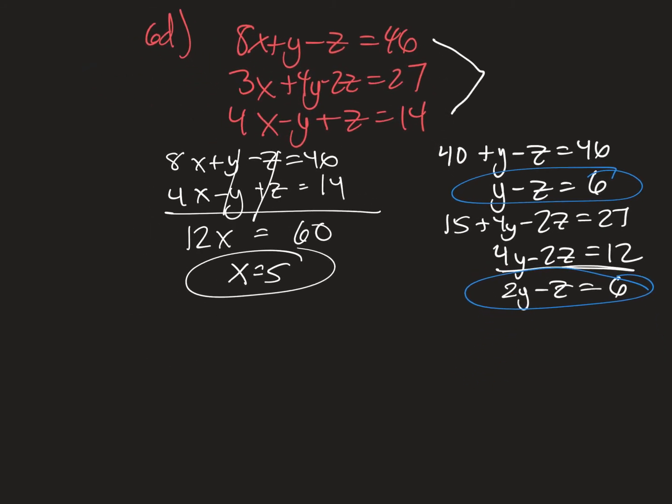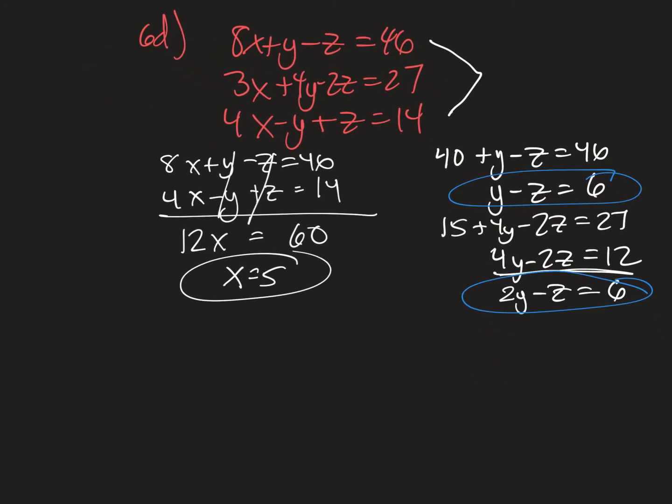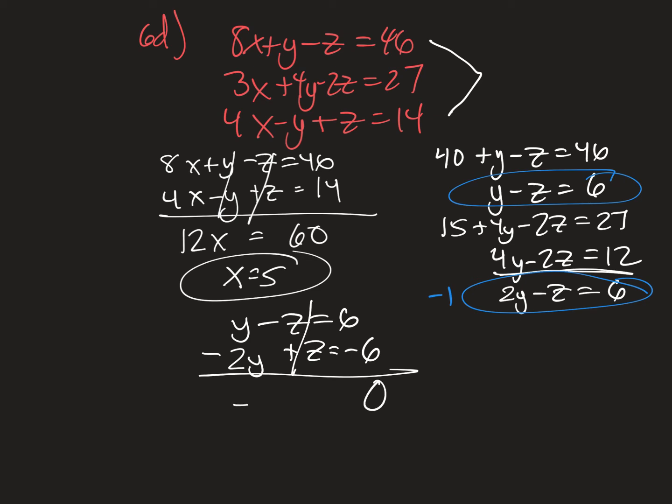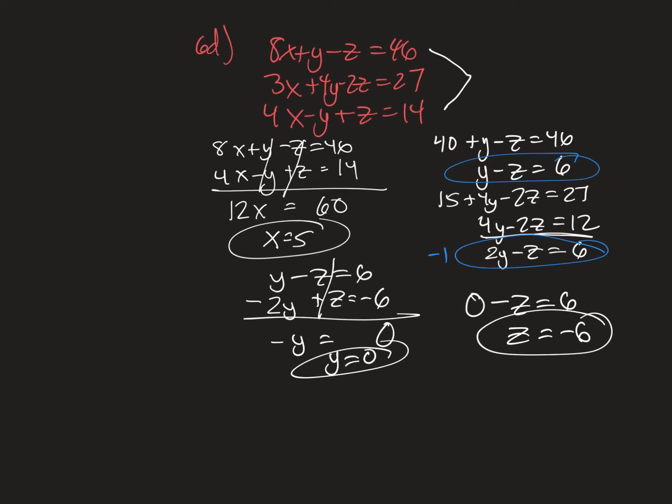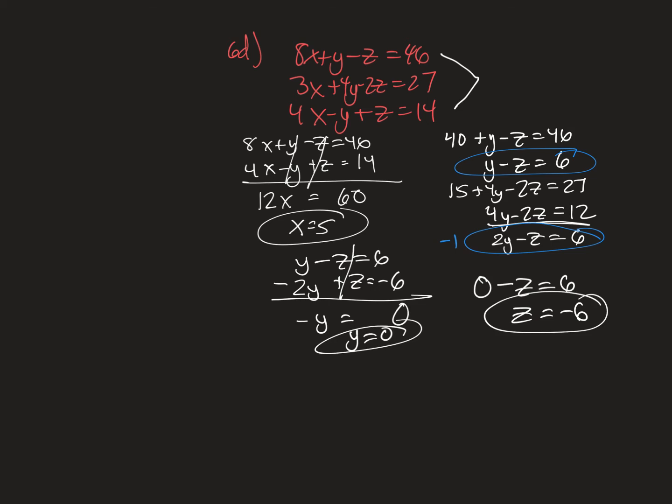Let's use elimination to eliminate z. So if I multiply this second equation by -1, and I have y minus z equals 6 from that first equation, then I'd have -2y plus z equals -6. Let's cancel out the z's, and I get -y equals 0, or y equals 0. Okay, good. I'm going to circle that. And now, remember, y minus z equals 6, so 0 minus z equals 6, or z equals -6. All right, so I've got my 3 coordinates. It happened to be that these 3 planes intersected in the point 5, 0, -6.